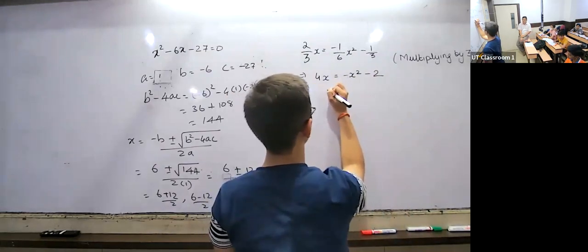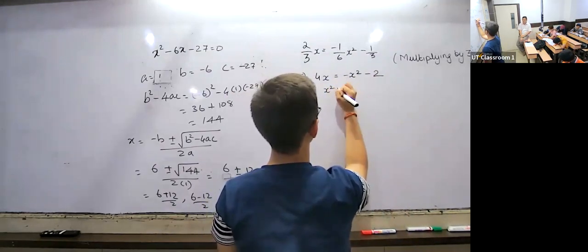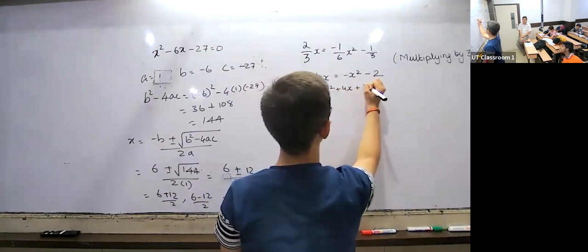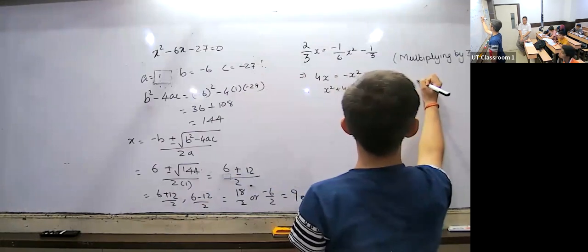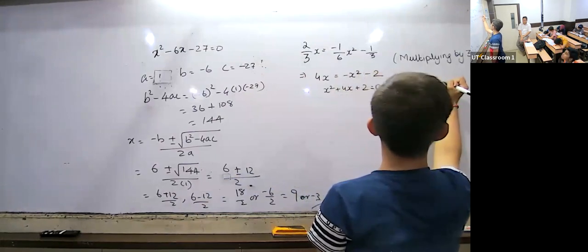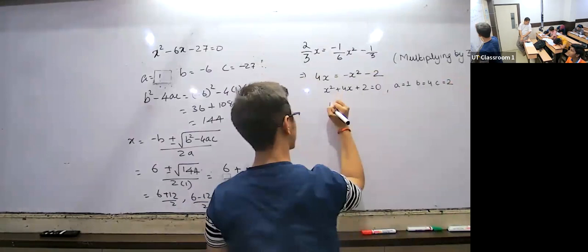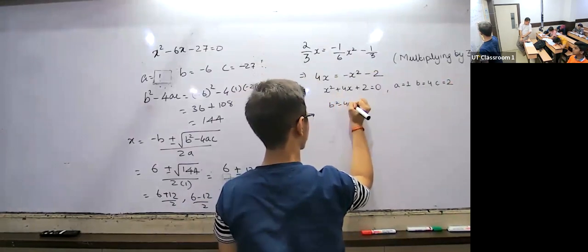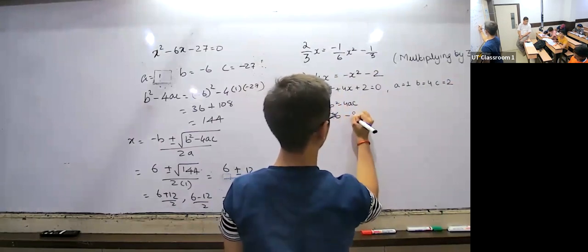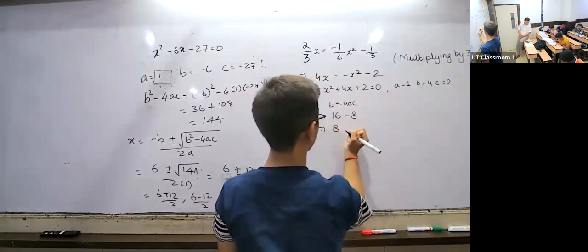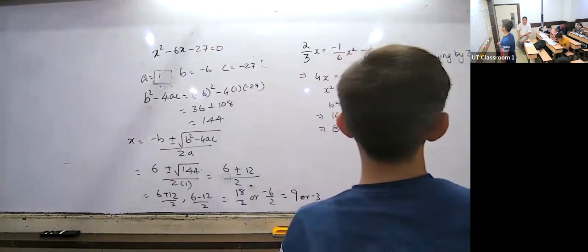So you make it a standard form. x² + 4x + 2. Okay, now it becomes a simple equation. Did you get the same answer now? The equation you got is the same, sir.